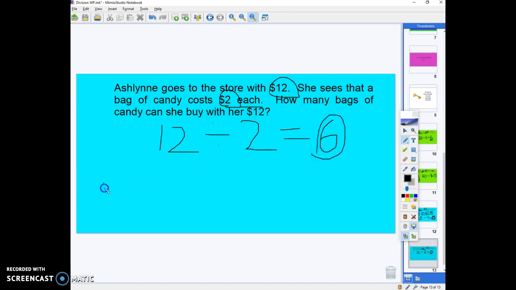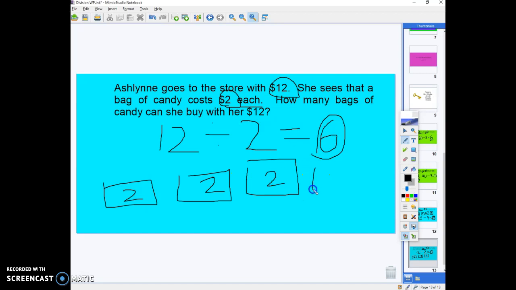So let's try that. So this bag of candy costs 2. This bag costs 2. 2 plus 2 is 4. Keep going. Let's just double check we got it right. 2, 4, 6, 8, 10, and 12. So each bag cost $2, and she was able to buy 6 bags of candy.